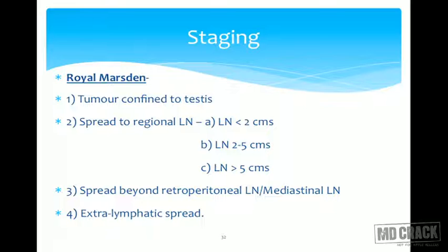Stage 3 is spread beyond the retroperitoneal, that is the mediastinal nodes, crossing the diaphragm. That's considered stage 3 disease. And stage 4 is extralymphatic manifestation of the disease.